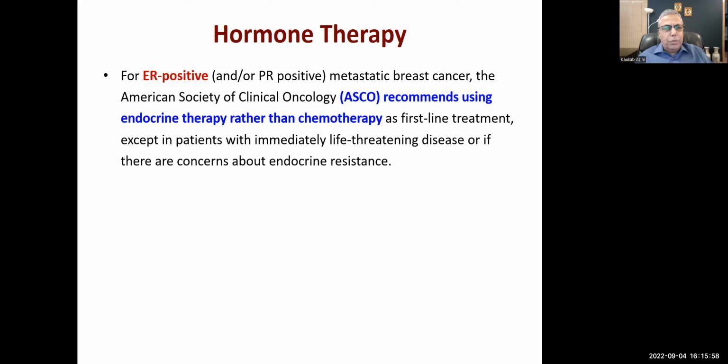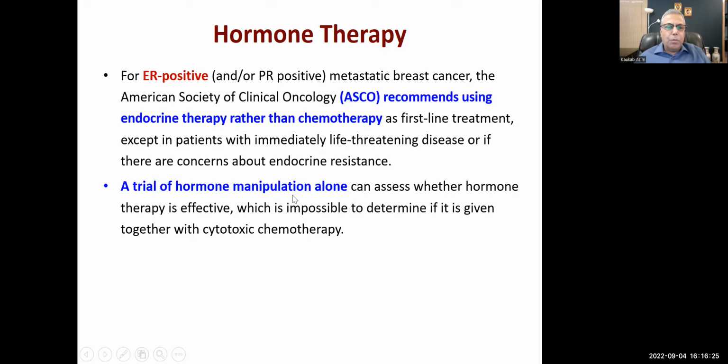So we want to keep some drugs in reserve so that we use them when the cancer progresses. That is why, if it is estrogen receptor positive, we should first start with endocrine therapy, and we will keep giving endocrine therapy as long as it works. As soon as the tumor progresses, then we can start with chemotherapy.